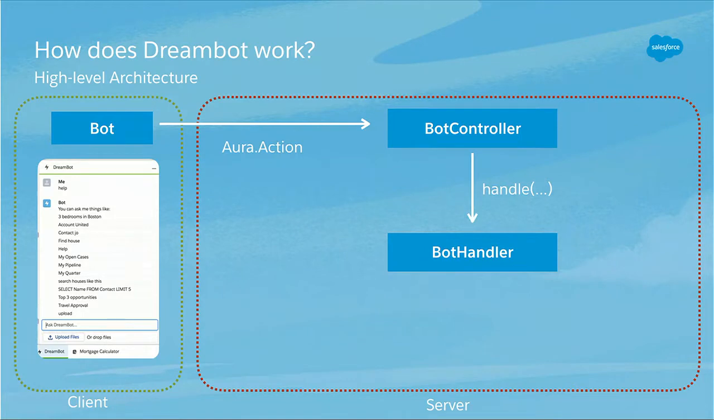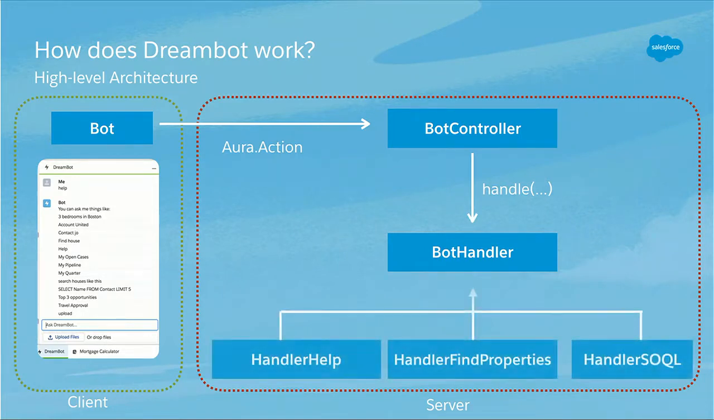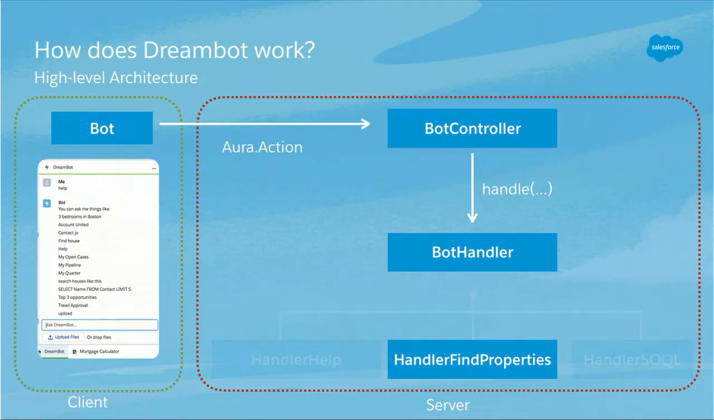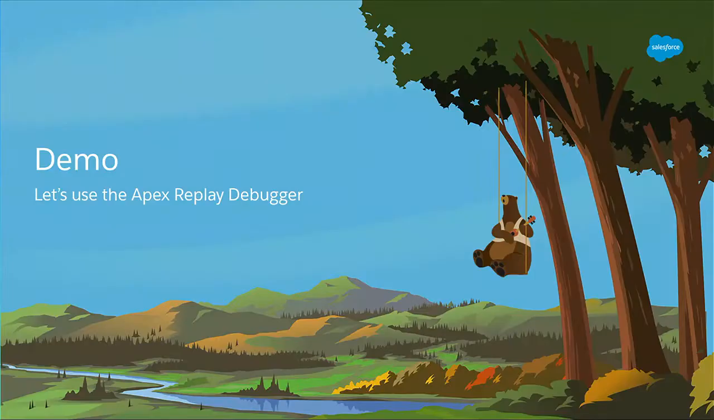And the bot handler is an abstract class, as you shall see, and it delegates to the concrete classes that will handle it. So if you type in help, it delegates to the handler help. If you type in find house like we did, it goes into find properties. If you type in the SOQL statement, it goes into SOQL. What we would like to do today is actually concentrate on handler find properties. All right. So keep the name of these three classes, bot controller, bot handler, and handler find properties at the back of your mind because they will resurface throughout the demo.